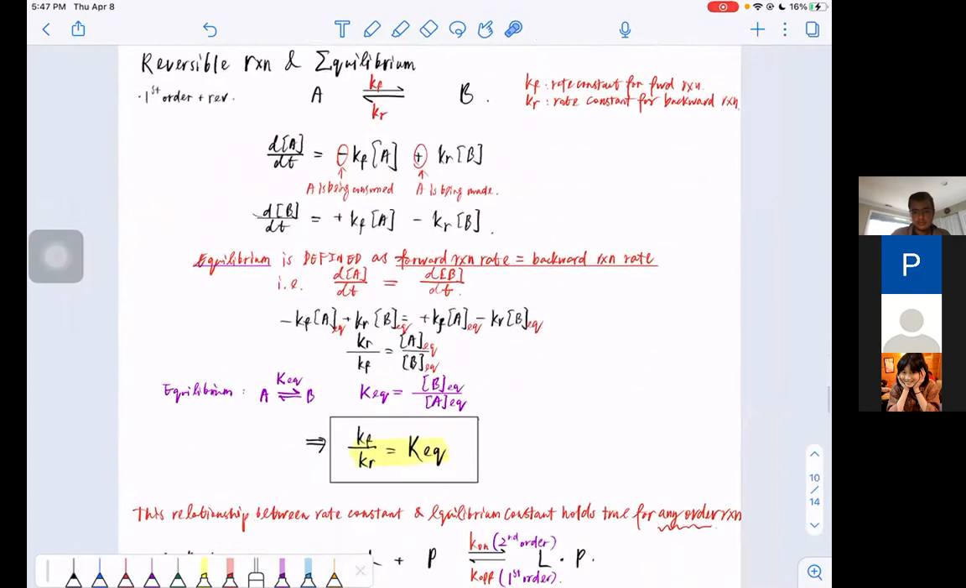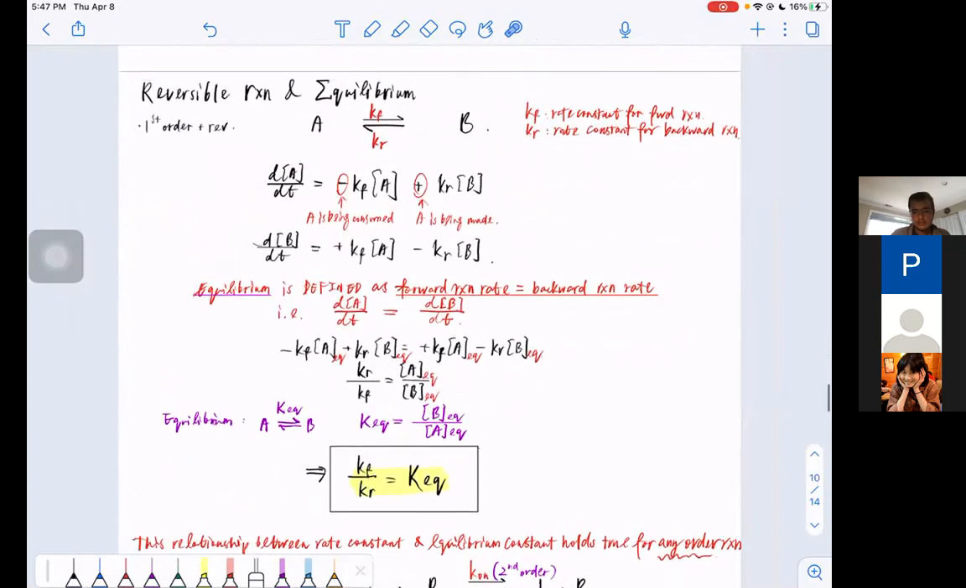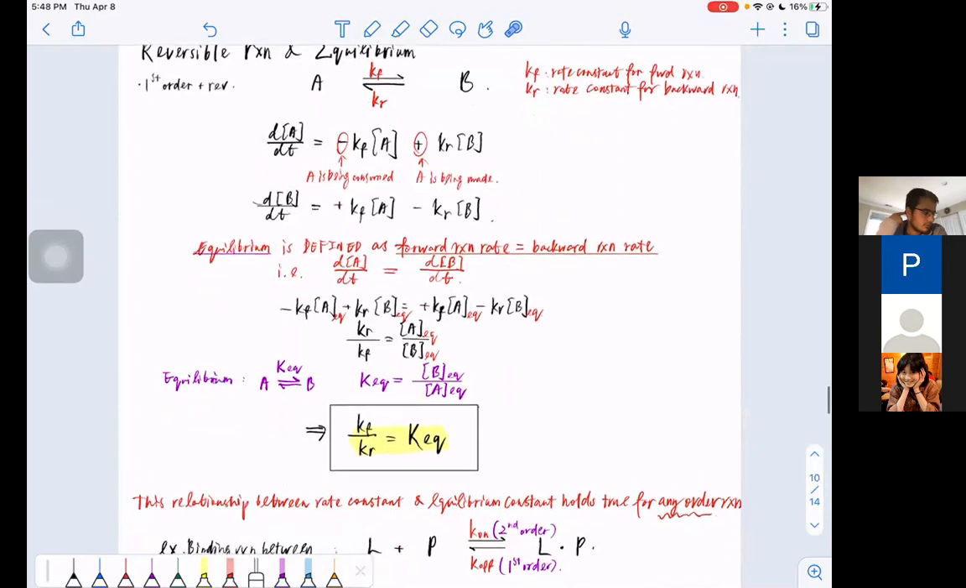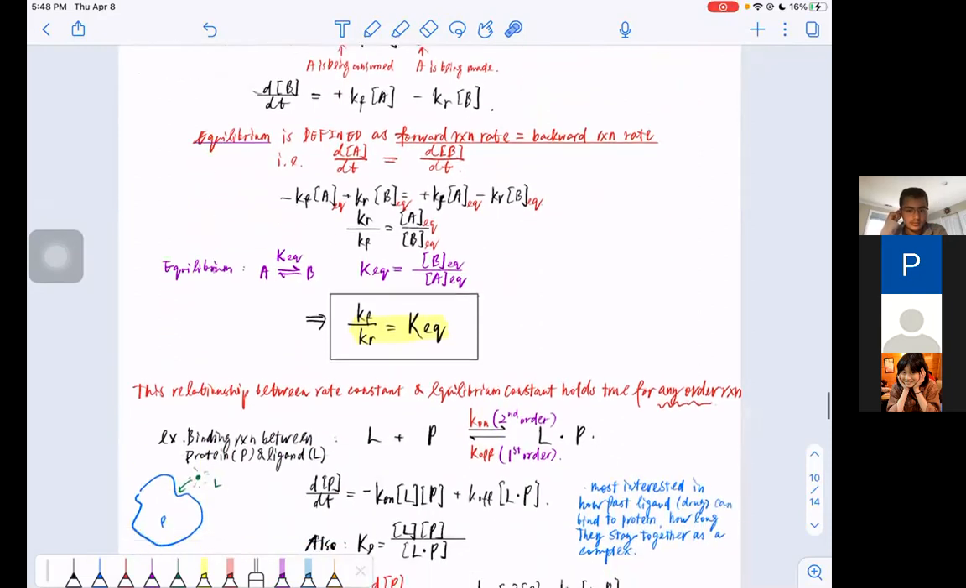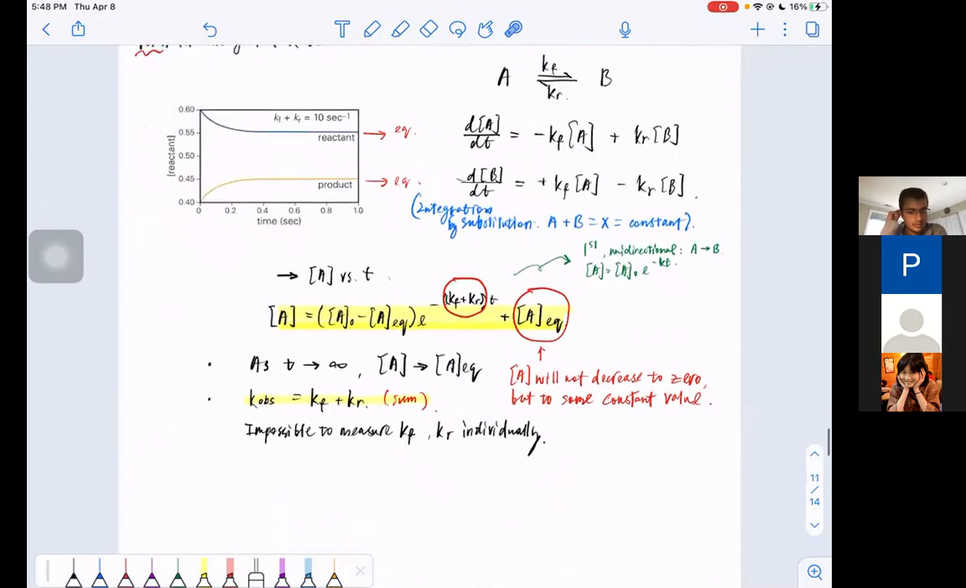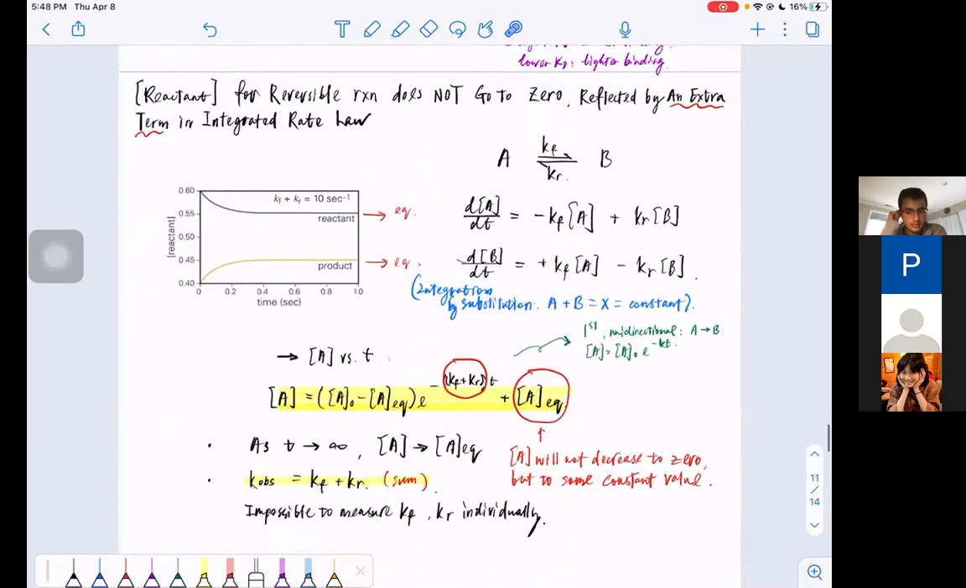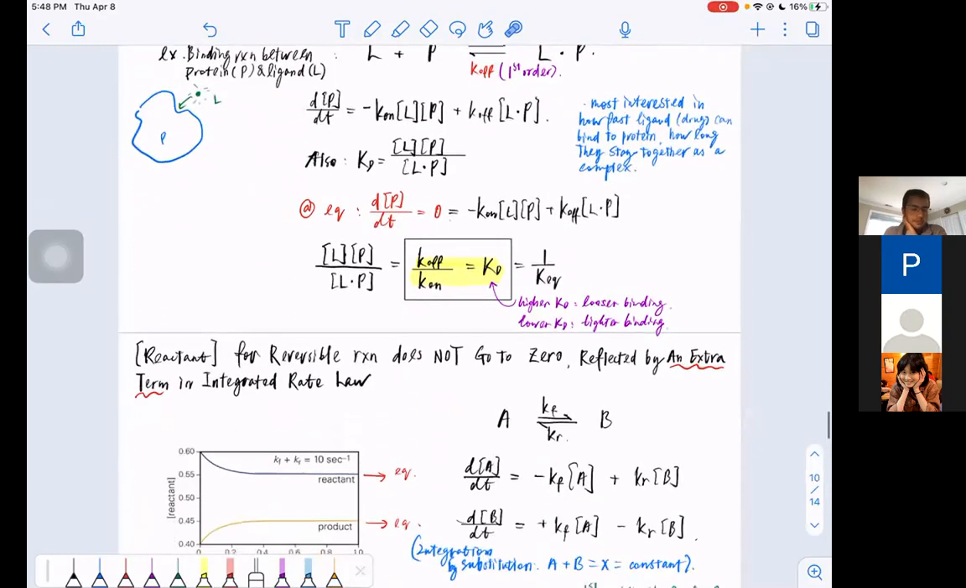Also reversible reaction. So for a reversible reaction, you have to consider an extra term denoting the rate of reaction going backwards. But the derivation is the same as what I just went through. So you write out the rate law first and then you do the integration. That will give you this expression. Okay, so things to notice is that the reactant will not decrease to 0, but decrease to some constant value of A, some constant value.